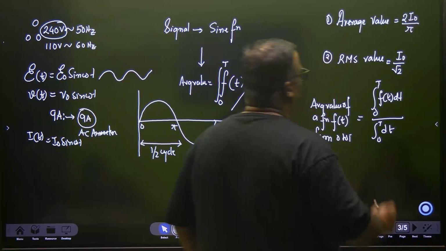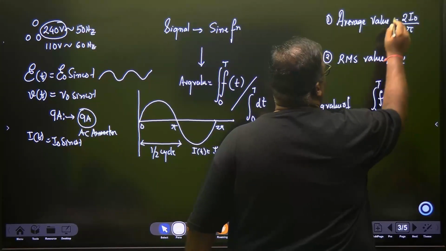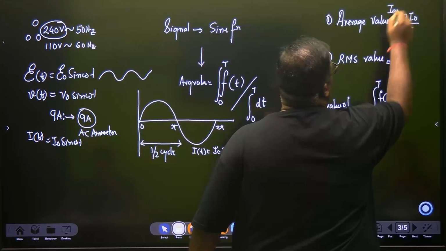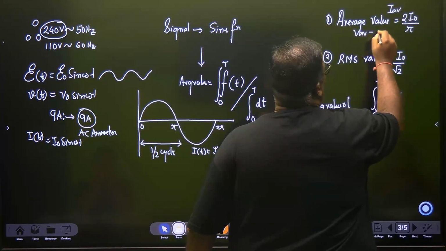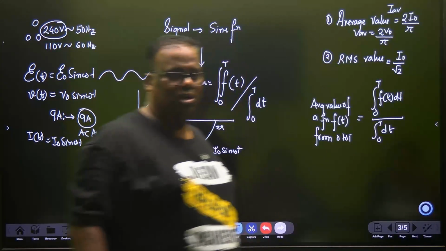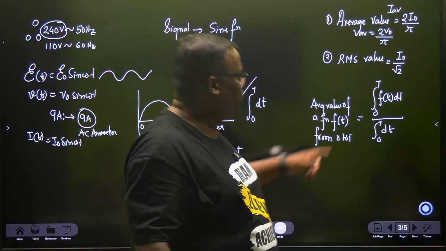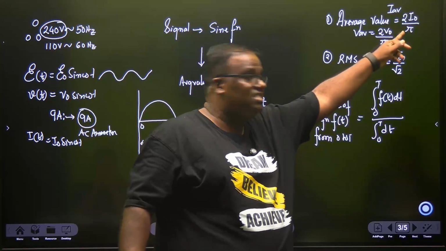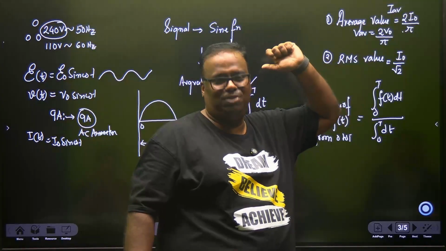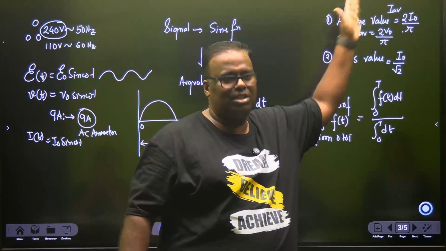So if I come back here now, I said the average value is this, and this is the value of I average. So what will be the value of V average? 2V0 divided by pi, same value. Why did I mention the word sinusoidal? Because if it is not sinusoidal, you will not get this value, because then the integration will be different. Suppose my current is a logarithmic series, then its integration will be different.